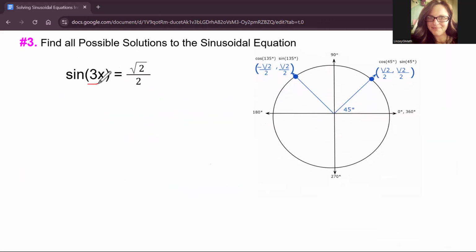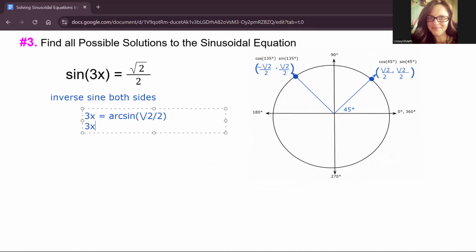This time we have 3 times x inside the argument for sine. Let's take a look at this. First step, we'll take inverse sine of both sides of the equal sign. Inverse sine and sine cancel out, and we're left with 3x is equal to arc sine of the square root of 2 over 2. And arc sine of square root 2 over 2 is equal to 45 degrees.